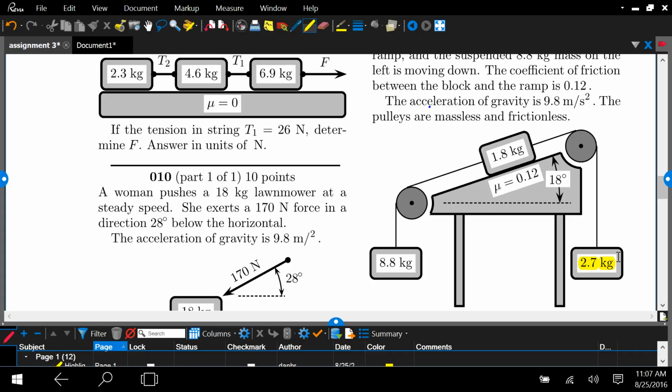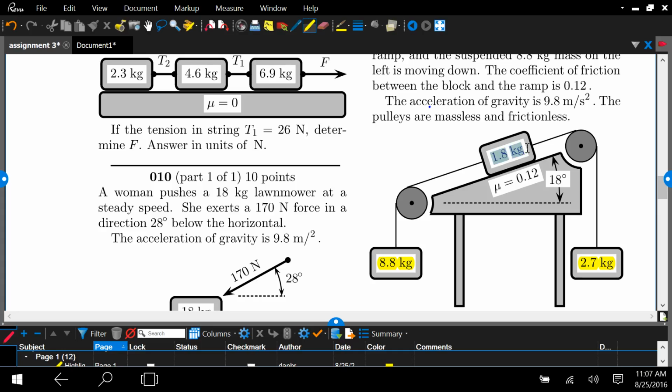And if it's accelerating upward, then that means that the tension pulling up must be more than the weight. So that means our mass over here, 8.8, must be moving downward. And so the weight downward applied by the Earth must be more than the tension upward trying to prevent it.